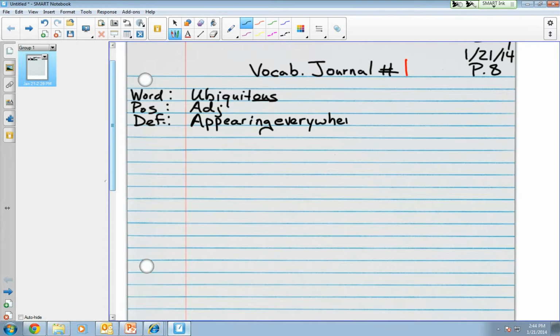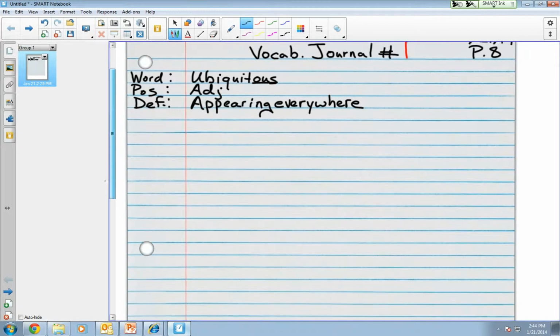Now you can see that that is the most important part of the definition that I looked up. So the definition that we looked up on dictionary, that actually has at the same time, appearing everywhere at the same time, but I don't necessarily want to include that in my definition. It's part of it, but it's not necessarily important to me. So we're going to go ahead and move on. We've got the word, the part of speech, and the definition.